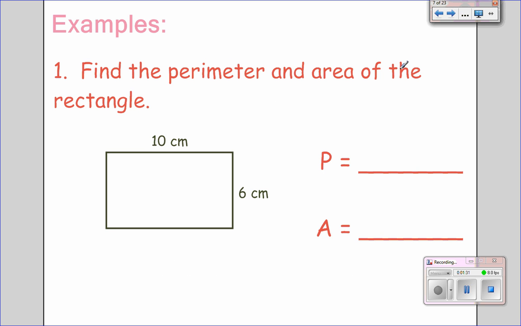All right, so let's try some out. I want you to pause the video for each question, try it first, and then come back and see how you did. So we're going to find the perimeter and area of the rectangle.